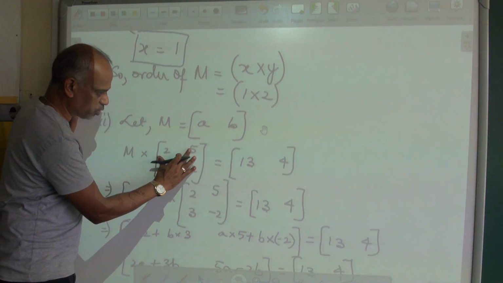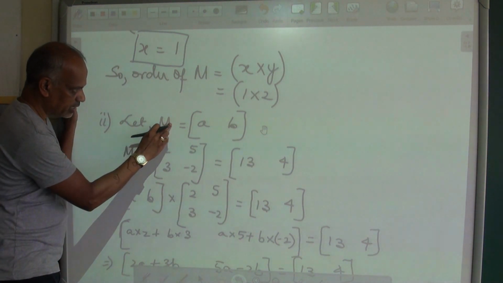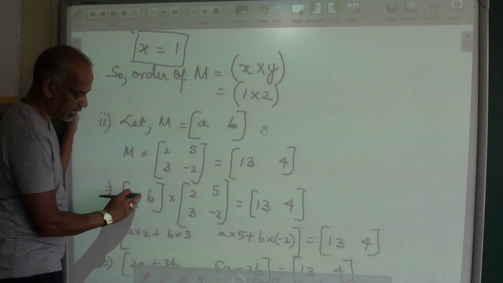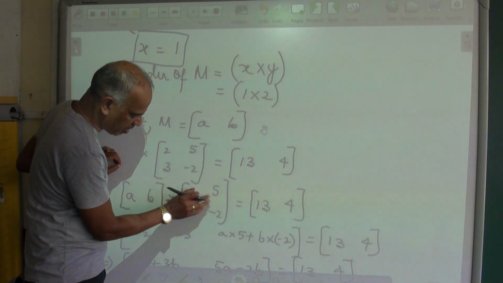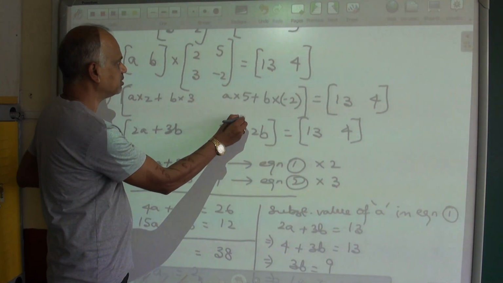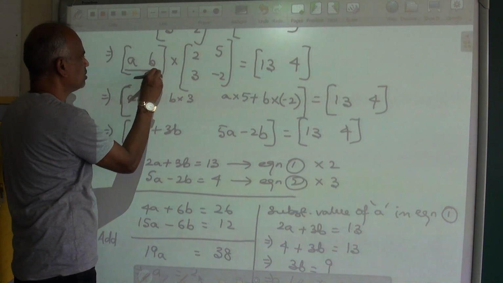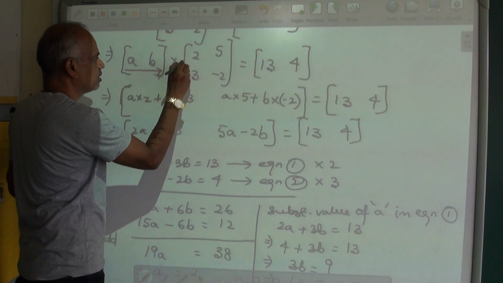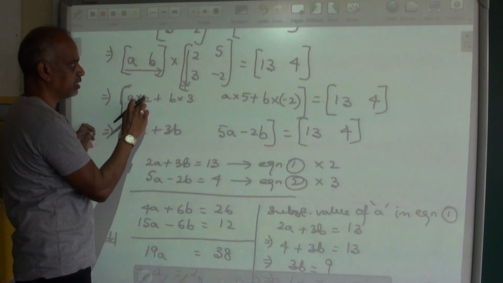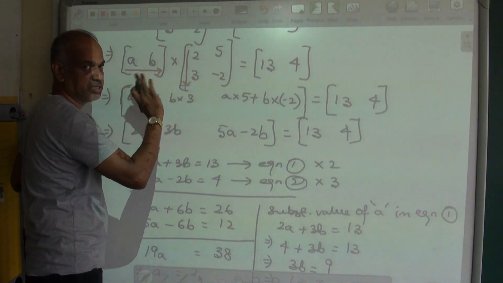M multiplied with a 2 by 2 matrix gives you this as the result. So M is [A B], a matrix with two elements A and B, into the second matrix gives you the result, this one. So let's multiply this, which means you have to multiply this row with this column. So A into 2 plus B into 3. So first row with first column is done.